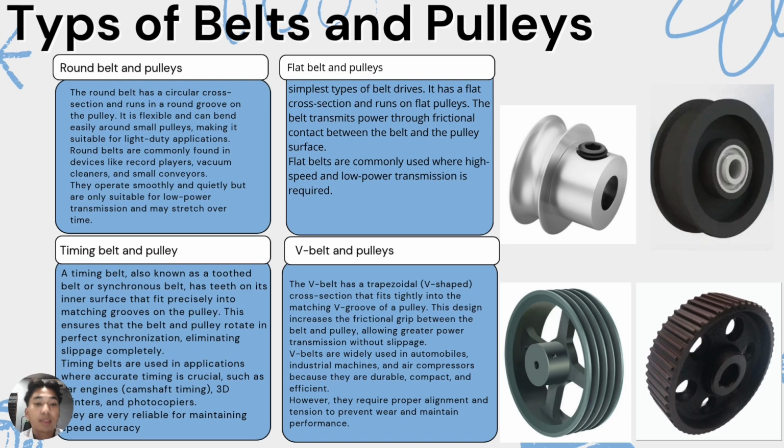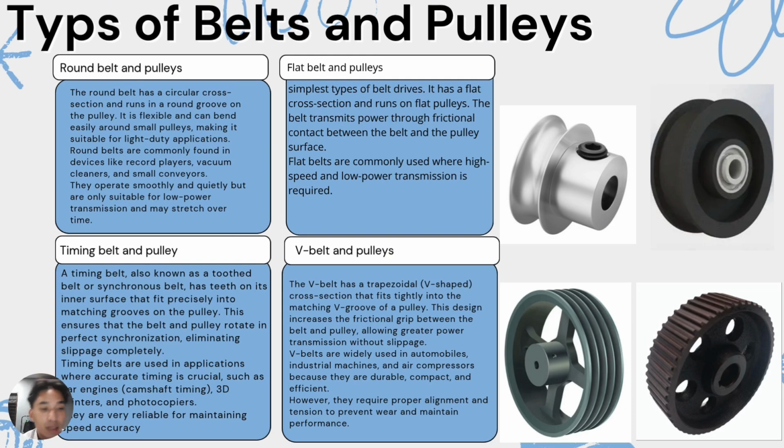The next one is the V belt and pulleys. The V belt has a trapezoidal V-shaped section that fits tightly into the matching V groove of a pulley. This design increases the frictional grip between the belt and the pulley, allowing greater power to be transmitted without slippage.